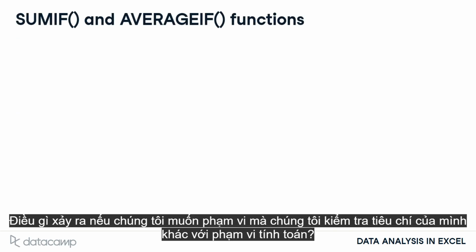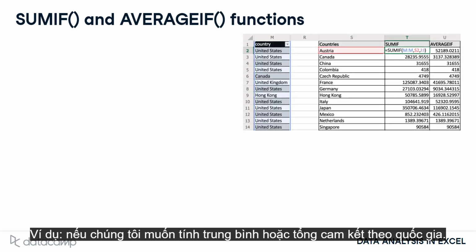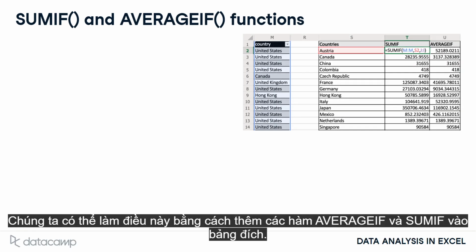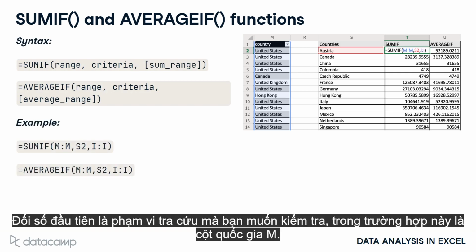What happens if we want the range that we test our criteria on to be different than the range of the calculation? For example, if we want to calculate the pledged average or sum by country, we can do this by adding the AVERAGEIF or SUMIF functions to our destination table. The syntax for both of these functions is similar. The first argument is the lookup range you want to test, in this case, the country column M.